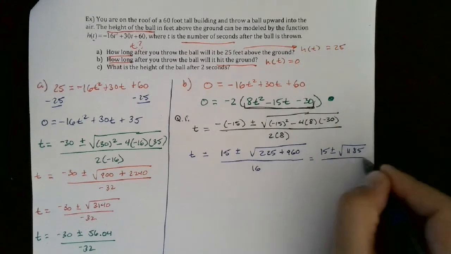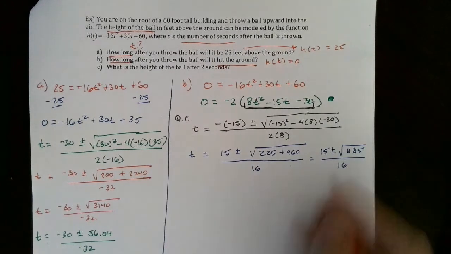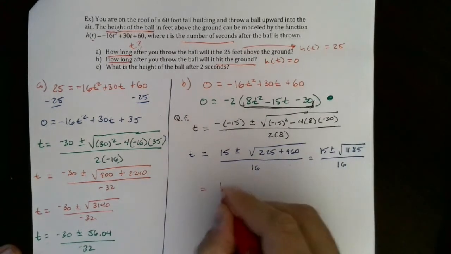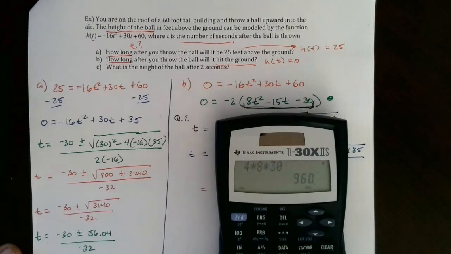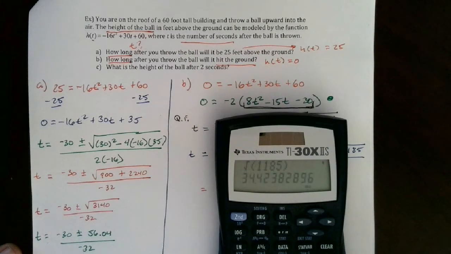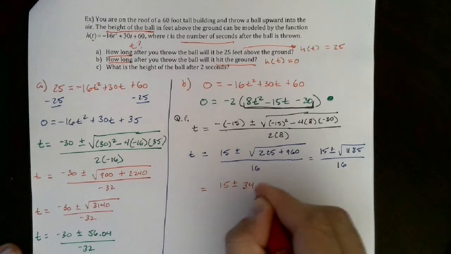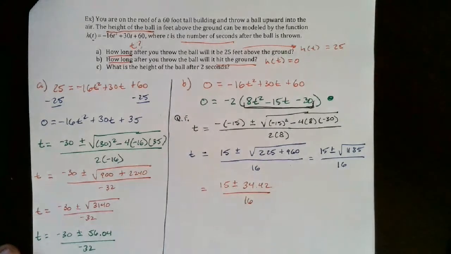So square root of 1185 over 16. And then we'll do what we did before, which is we'll approximate this. It comes out to a nice perfect square. That's nice, but the square root of 1185 I don't think is a perfect square. So the square root of 1185, we get 34.42. Plus or minus 34.42, this is all over 16. And you've got to think about what you have here.